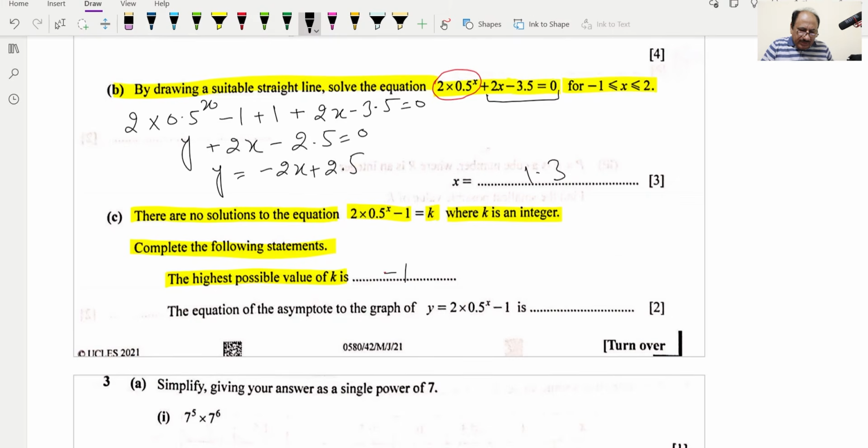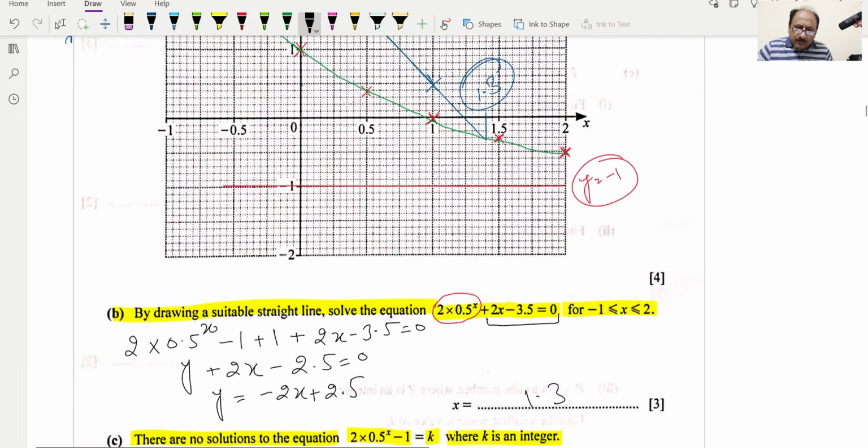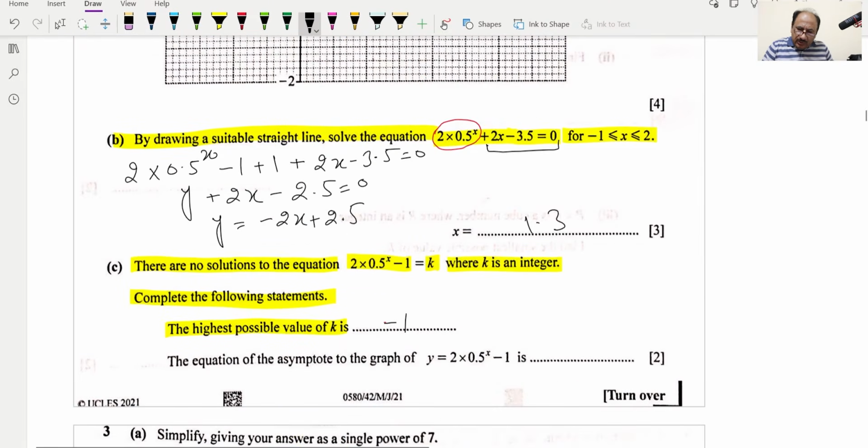And the equation of the asymptote to the graph of this is, the asymptote is also y is equal to -1. We can check also. So this is what we have written over here.